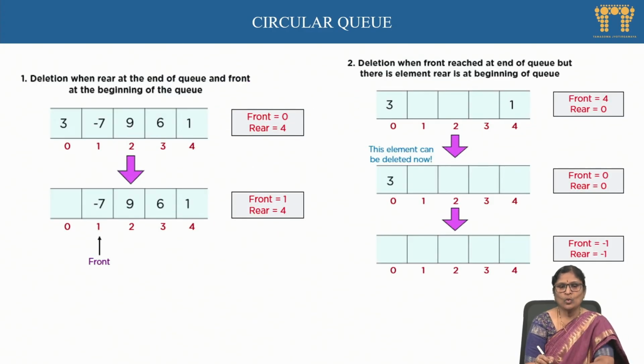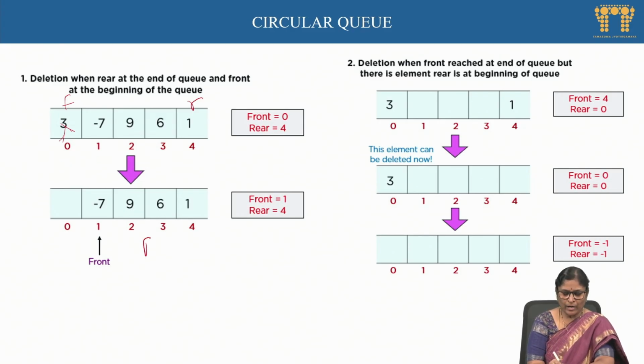Now, whenever you want to perform a DQ operation, see here, in this array your front is 0, pointing to 3, and your rear is 4, pointing to the element 1. Now we can start performing DQ, that is the deletion operation from the front end. So what you have to do now? You can delete the element and then increment the front.